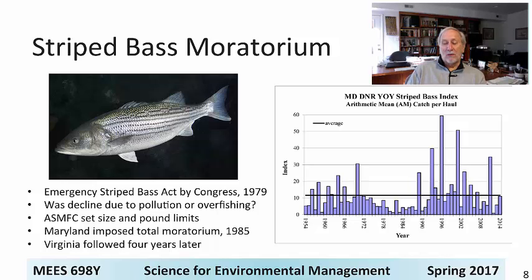required. So Maryland took the lead and in 1985 imposed a total moratorium. Sport, recreational, and commercial fishing couldn't catch striped bass at all. Virginia followed 4 years later.